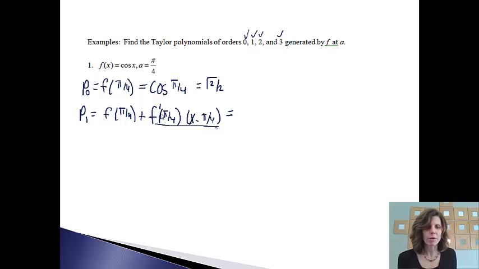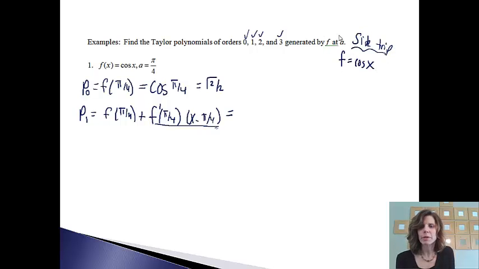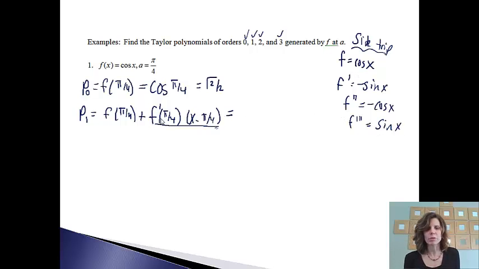Now I'm going to do a little side trip. We knew that f is equal to cosine x. Since I need to get to degree 3, I know I'm going to have to get to the third derivative, so I'm going to do that right now. So f prime will equal negative sine x, f double prime will equal negative cosine x, and f triple prime will equal positive sine x. So I've got those at my disposal and I'm ready.